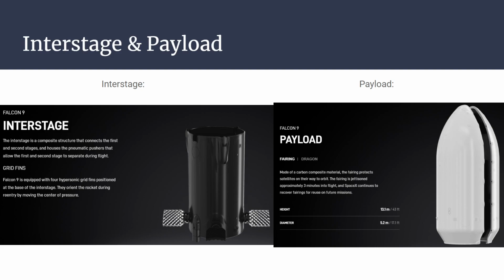And finally is the payload. This is the final piece of the rocket as it's disconnected. This is what's carrying the satellite. It is made of a carbon composite material, and the fairing protects the satellite on its way to the correct orbit. The fairing is then jettisoned 3 minutes into the flight, which means that it's basically discarded. And then, in addition to the primary rocket, the fairings can also be recollected and used for additional space flights.